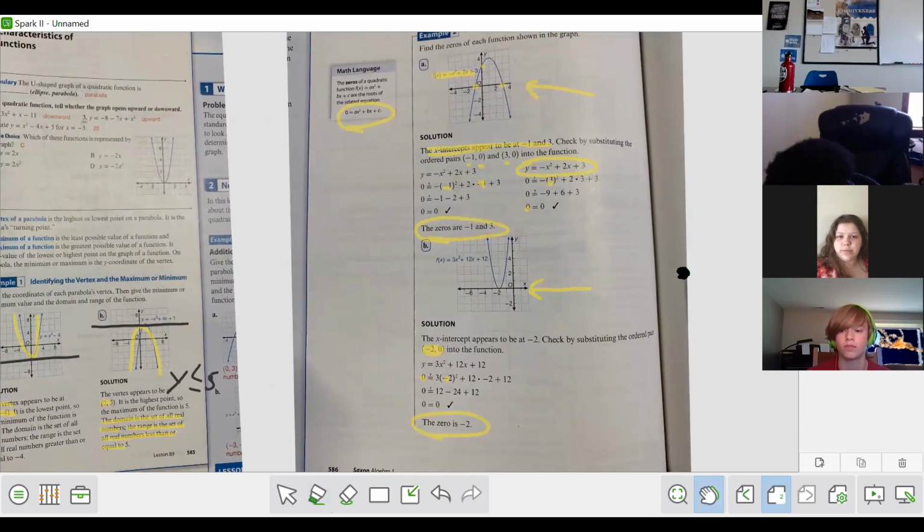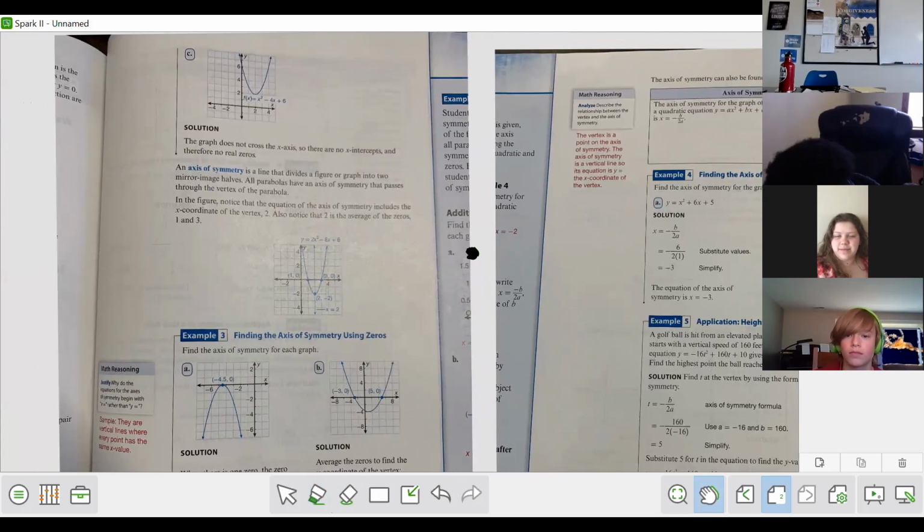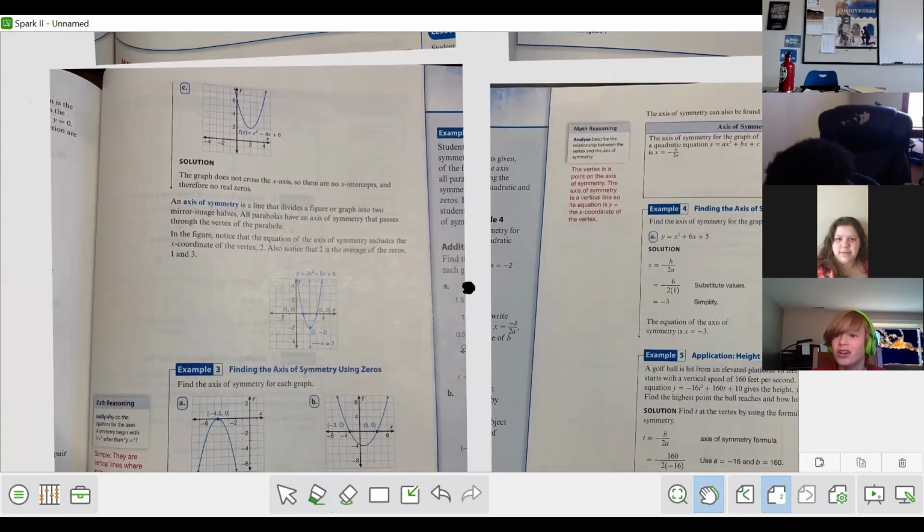All right. And we're going to keep going to the next page. This graph right here, does it cross the x-axis at all?